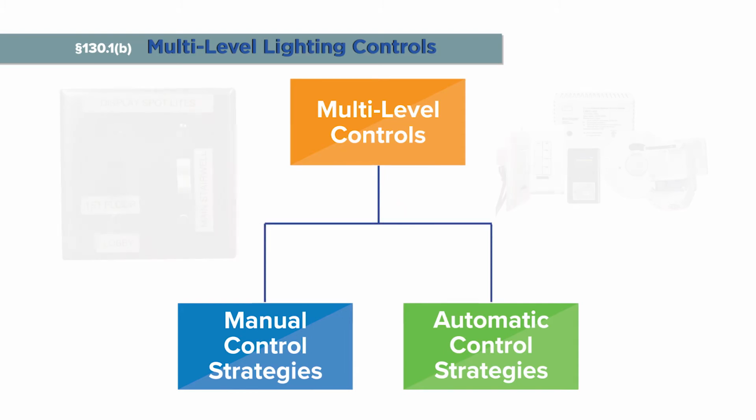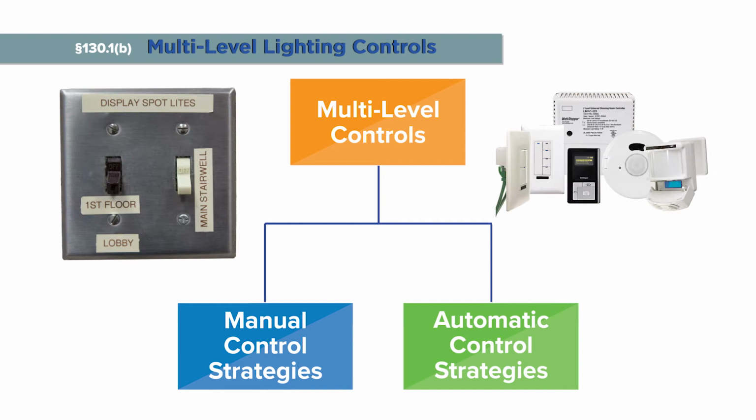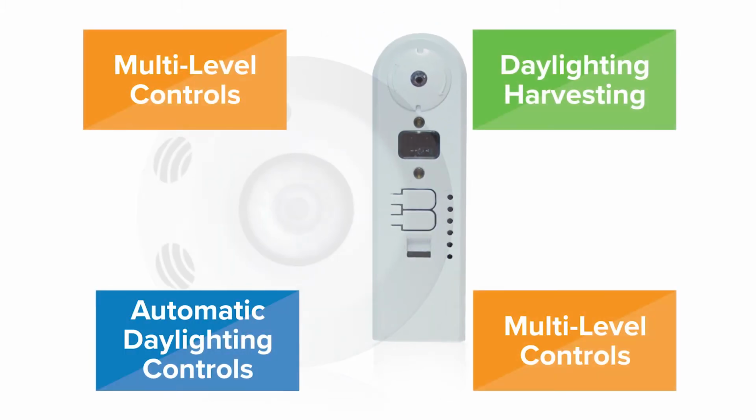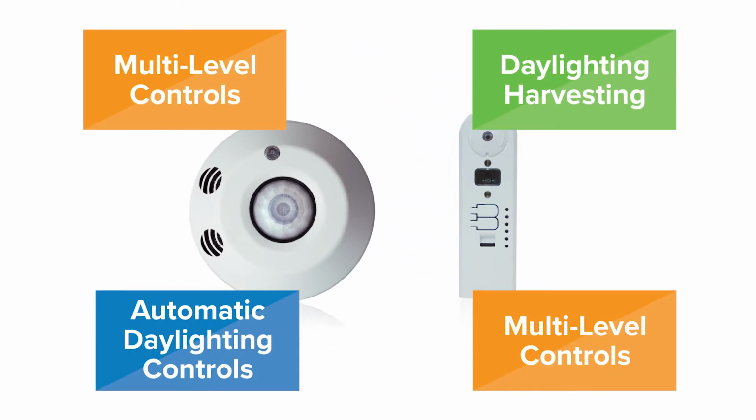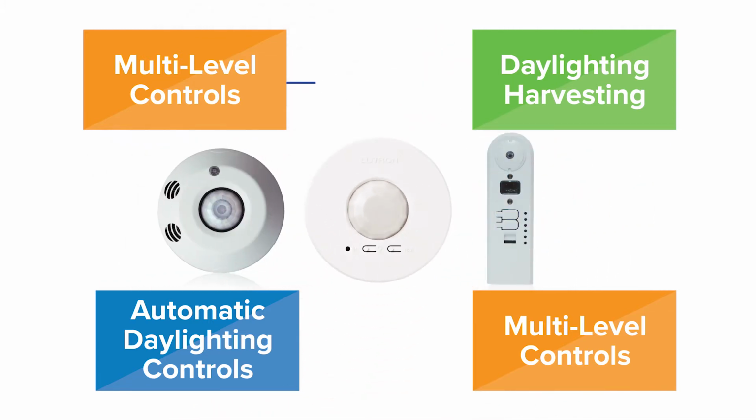When used in combination with manual area controls, they must be capable of controlling lighting through all levels required under the Energy Standards, and they must allow the manual on and off functionality required by Section 130.1a. Multi-level lighting controls can also facilitate other automated lighting control strategies. For example, multi-level lighting controls are key for daylight harvesting.